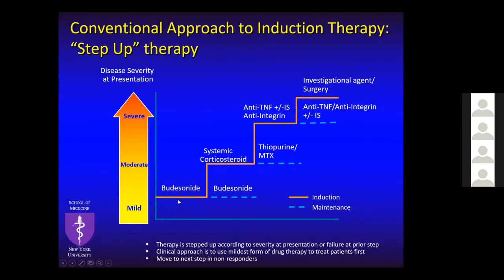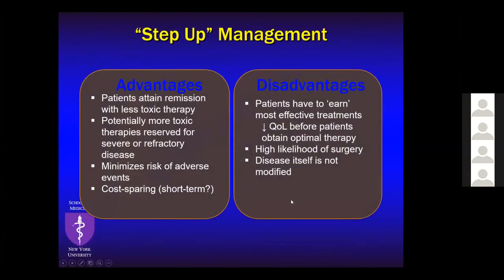So it used to be step-up therapy. You would start with a steroid when they presented at low dose, and then you would go to systemic. Then you would go up to the anti-TNF alphas, and then finally you would do investigative agents. Essentially, you would step it up according to severity. The advantage is you wouldn't give them the hard-hitting anti-TNF until they had really progressed, and you would reserve it for refractory disease. And it was cost-bearing. But the problem was you had to earn the more effective treatments because those work better.